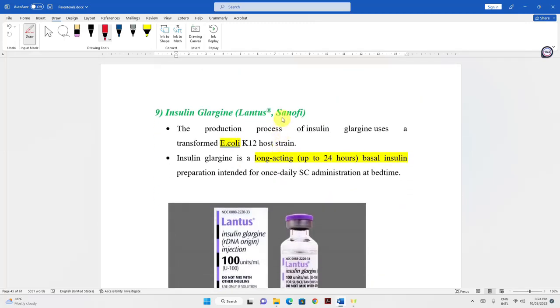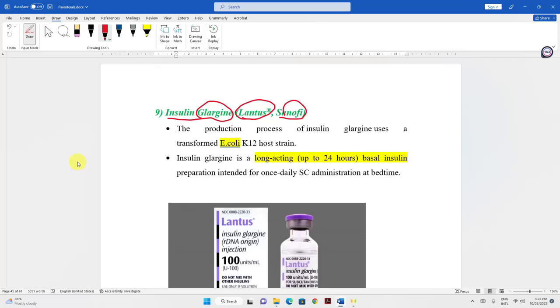Okay, from Sanofi, which uses E. coli like Lilly, they produce insulin glargine. It is insulin glargine, and the product name is Lantus. Now, they use it also by recombinant DNA. So all insulins nowadays are produced by recombinant DNA.